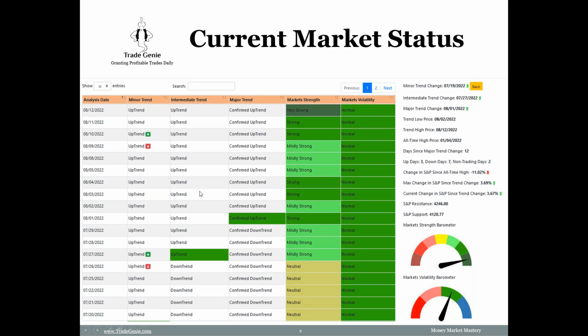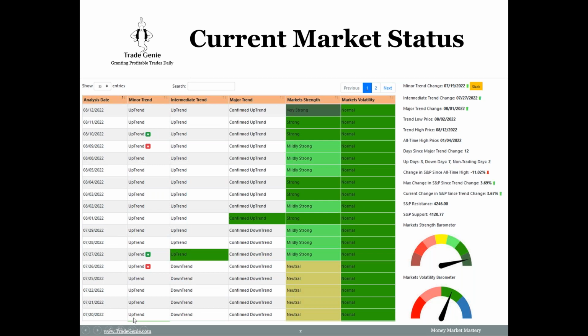When the ducks are coming in a row, the first signal I get is on a minor trend. On 19th of July, I got the signal of a minor trend change. That was a signal that something is happening in the market. The market wants to move up. That's the first, like a warning shot. And then, minor trend is not enough. Minor trend can rotate into downtrend.